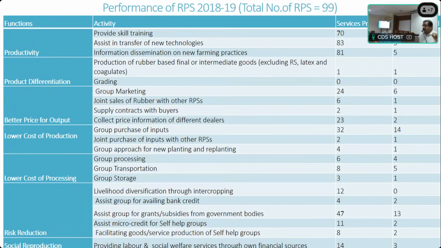The service cost is drawn from the growers and such. So, in effect, what I'm trying to say is that though there are a large number of functions that the RPS can do, the RPS is limited to one particular set of activity, that is the productivity increase. That's the core, and the rest of the activities are there, but not so important.